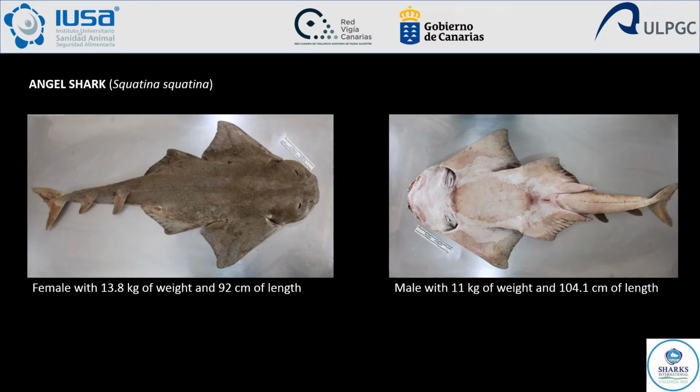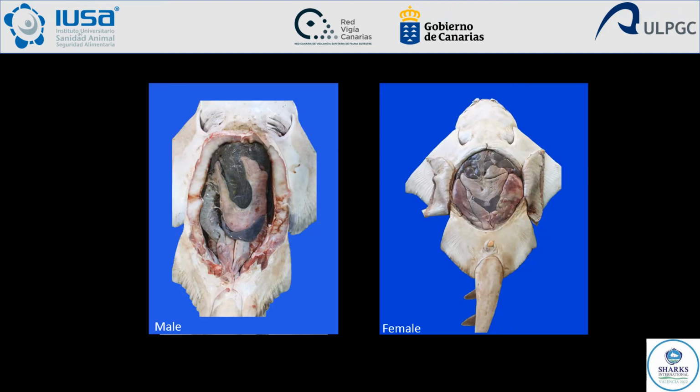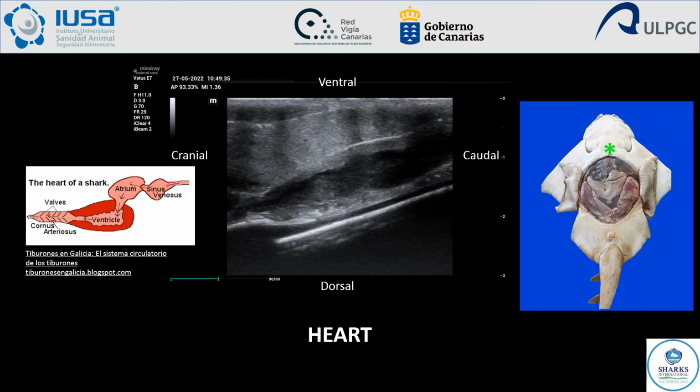The animals used for this study were a male of 11 kilos and a female of 13 kilos. Both accidentally ended up in fishing nets and died from bycatch. Both were opened to orient us inside, and also to ensure that no pathological alteration could affect the ultrasound imaging. All the organs were monitored with the probe placed directly on the organ.